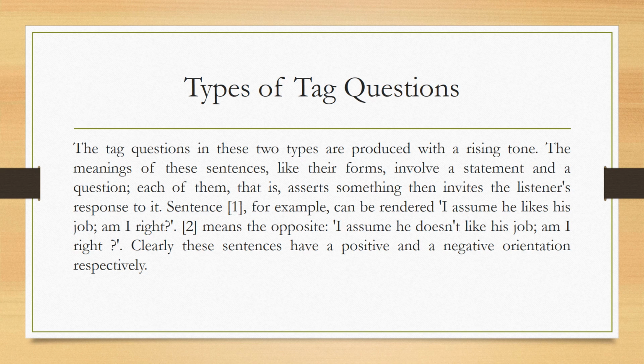Is it clear? Sentence number 2 means the opposite. I assume he doesn't like his job. Because the statement was negative, he doesn't like his job, what does the speaker assume? As a speaker, I assume that he doesn't like his job. Am I right? Again, I am asking for my listener's opinion, which can be either yes or no. Okay, so clearly these sentences have a positive and a negative orientation respectively.